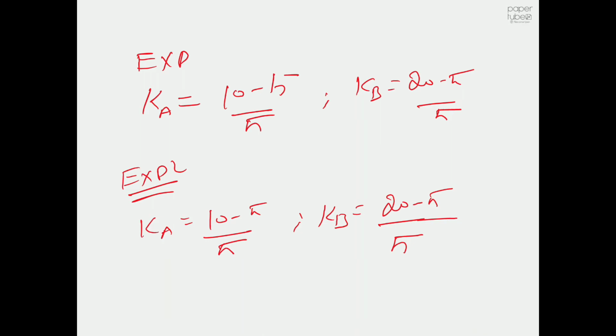I hope I'm not making any mistake. So what is this value? 10 minus 5 is 5, by 5, that's equal to 1. For Kb, 20 minus 5 is 15, by 5, that's equal to 3. Here it is the same: Ka is equal to 1, Kb is equal to 3.